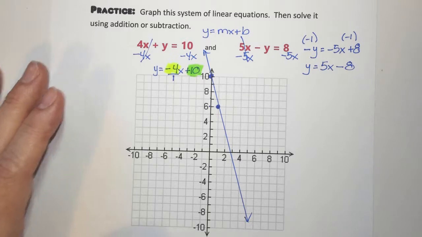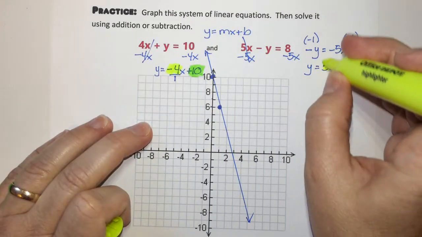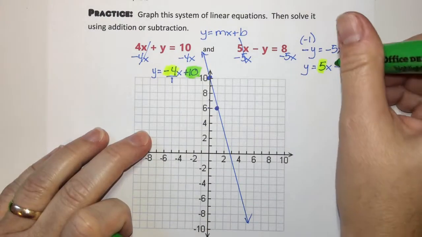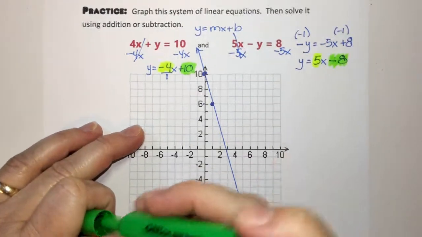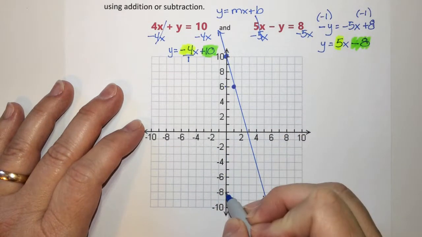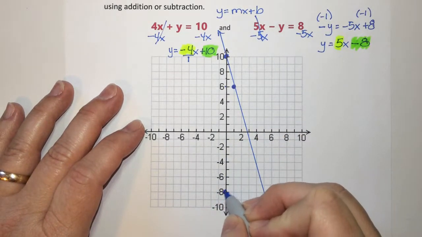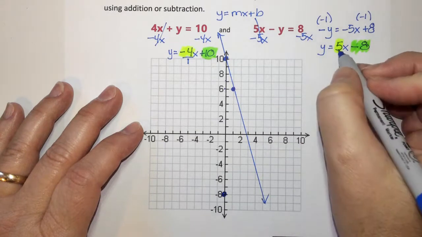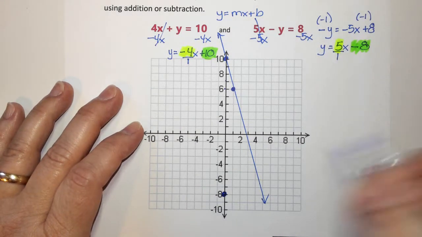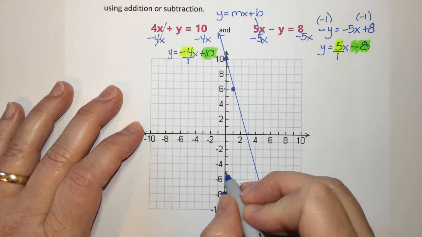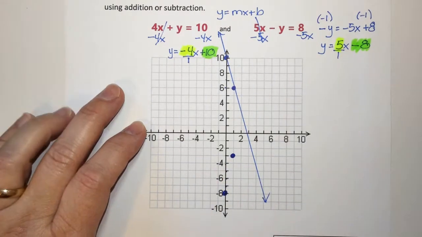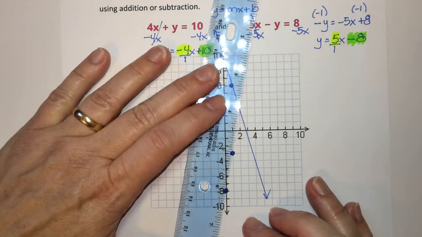Get our highlighters out. The slope then is 5, and the y-intercept is negative 8. And we're ready to graph. Y-intercept at negative 8, way down here. The slope then is 5 over 1. That's rise 5, run 1. 1, 2, 3, 4, 5, 1. Very steep line. These are 2 steep lines, aren't they?